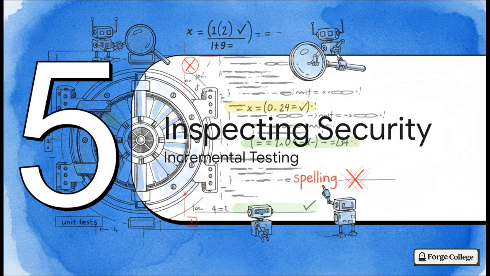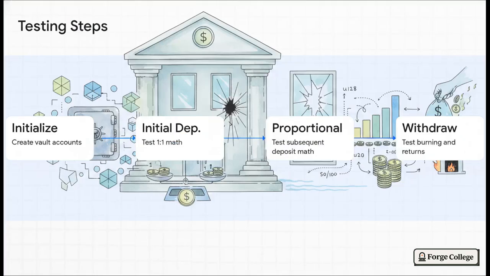Finally, step 5, inspecting vault security through incremental testing. Because let's be honest, a perfect blueprint is absolutely meaningless if the execution is flawed. The smartest way to test a complex system like this is to bring in the automated inspectors and do it incrementally. First, we test vault initialization in total isolation. Does it create the accounts? Yes. Next, the initial deposit.